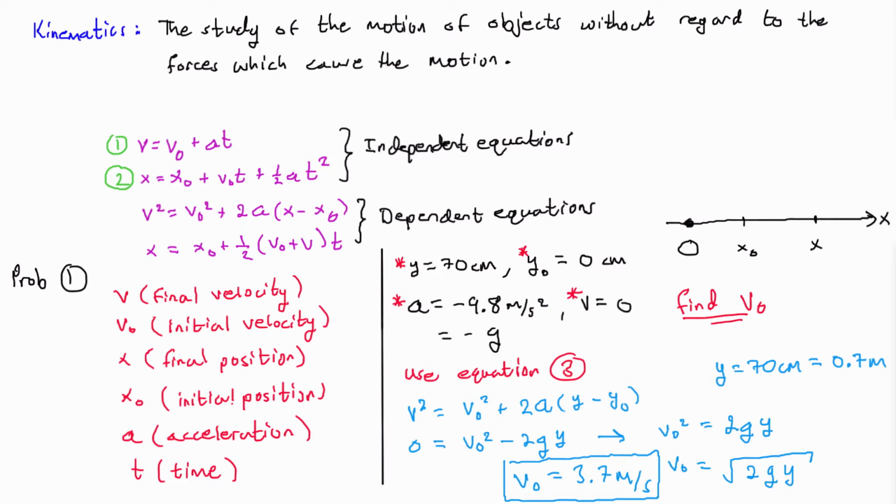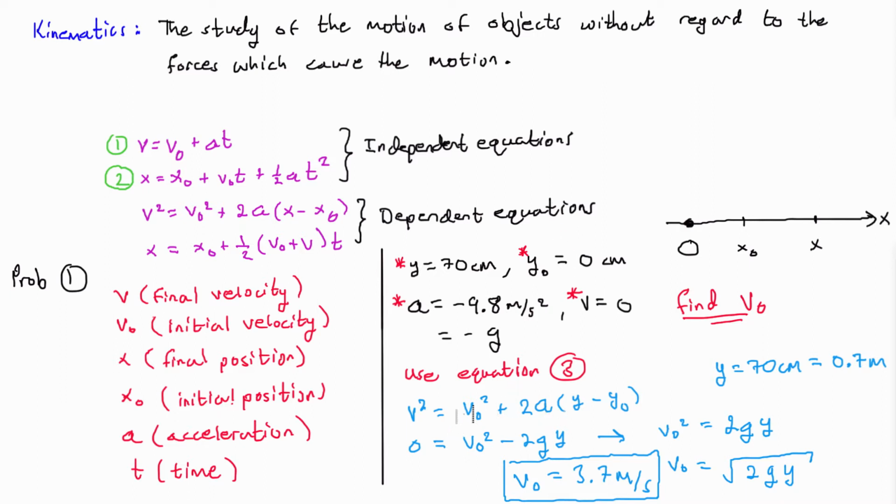How'd you get 3.7? Because I wrote 9.8 for G and 0.7 for Y, because Y is 70 centimeters. That's only 0.7 meters. All right, remember the unit conversion. Then you get like what I got. I got negative 13.72 when I put 2 times 0.7 times negative 9.8. No, 9.8, not negative 9.8.